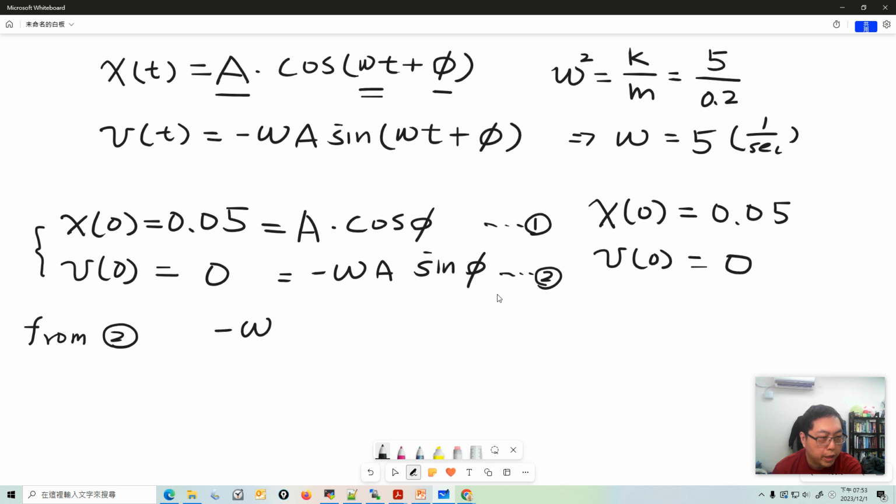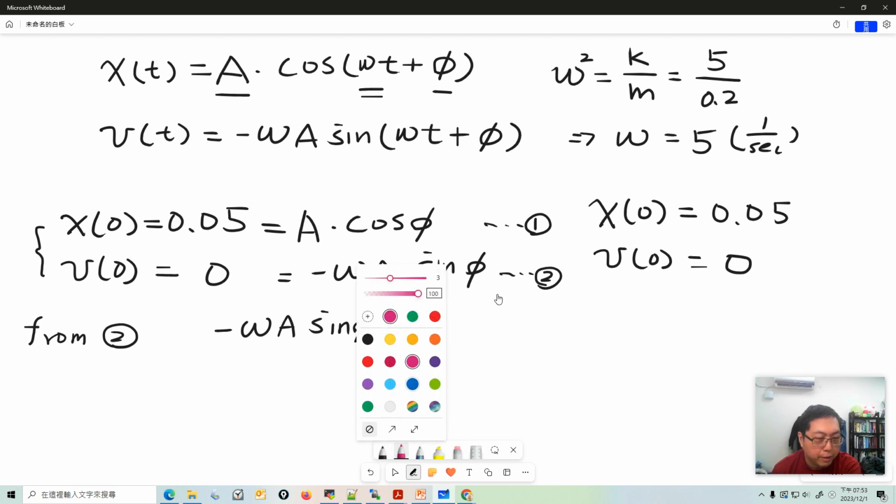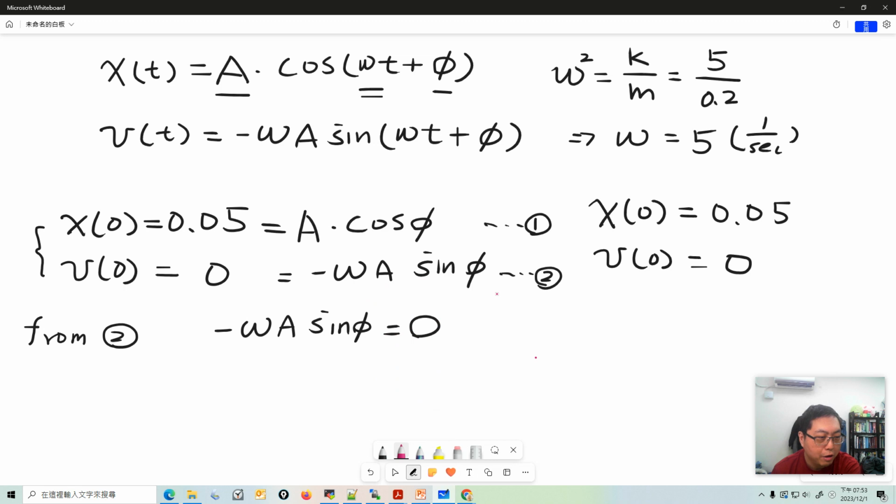we have minus omega A sine phi equal to 0. That's not very tricky. Omega is never 0, and the amplitude is never 0. So what about sine phi? The omega is not 0, the amplitude is not 0, and times sine phi equals 0. So the solution is sine phi is equal to 0.